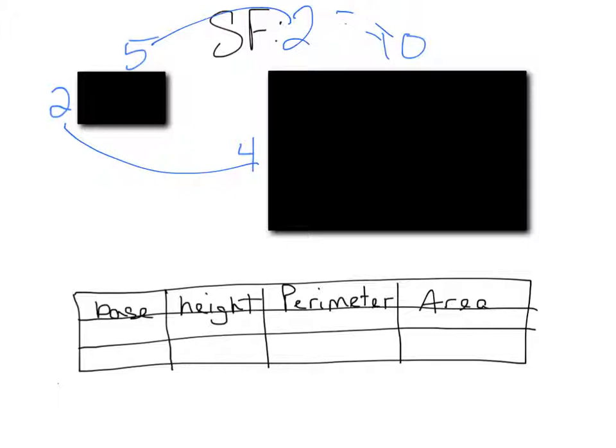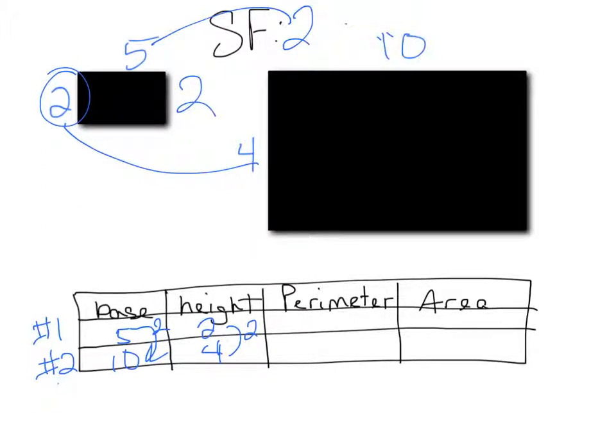Okay, so let's take a look at the rest of this. Let's fill in our information down here for number 1 and number 2. Our base, again, just be careful with that, 5 and 2, and our base over here, 10, and our height is 4. Okay, look, it got 2 times larger, 2 times larger. Our perimeter, 2 plus 2, 4, plus 5, 9, plus 5, 14.